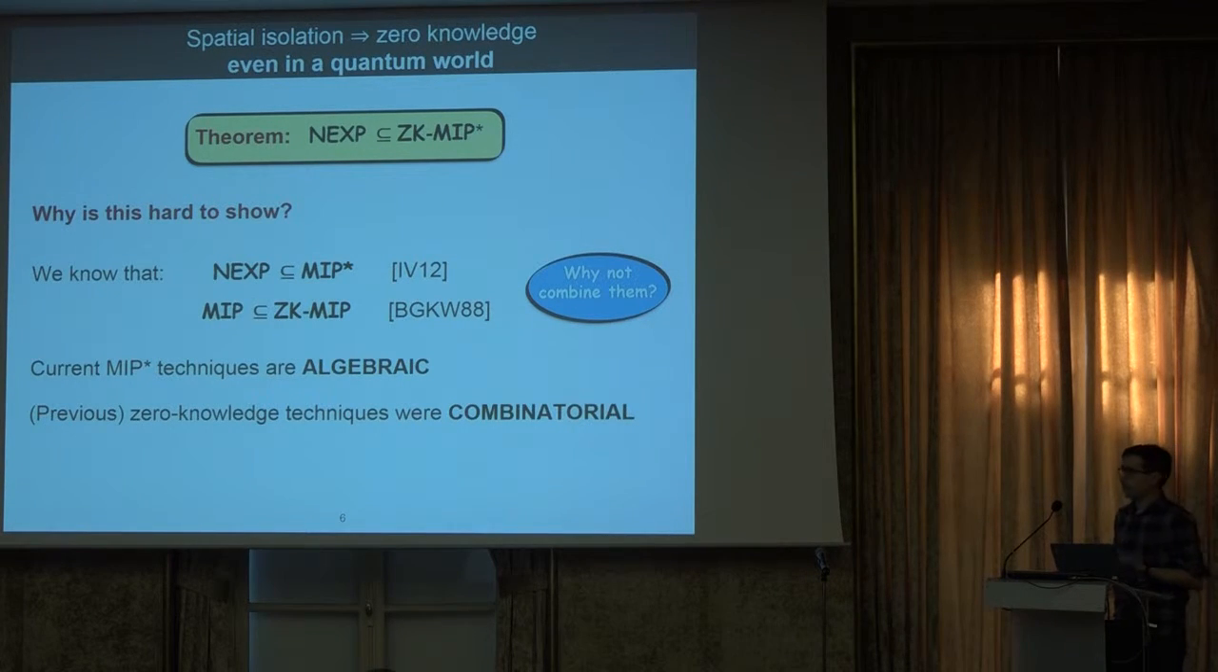And so how do we resolve this problem? What we do is we show that there are algebraic ways to obtain zero knowledge in the MIP setting, and these lift to the MIP star setting in a natural way.